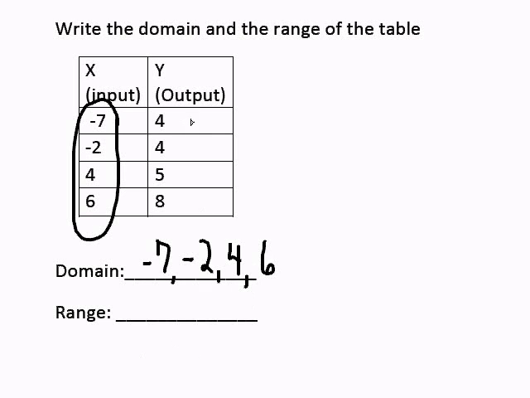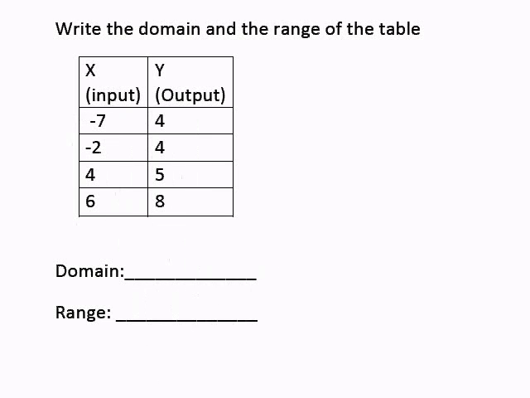Our range are all of our outputs. If a number is repeated, you only have to list it once. So 4, since 4 is repeated, we don't have to write it twice, 5, and 8. And there you go, very quickly you have found the domain and range of a table just by listing all of the x values for the domain and all of the y values for the range.